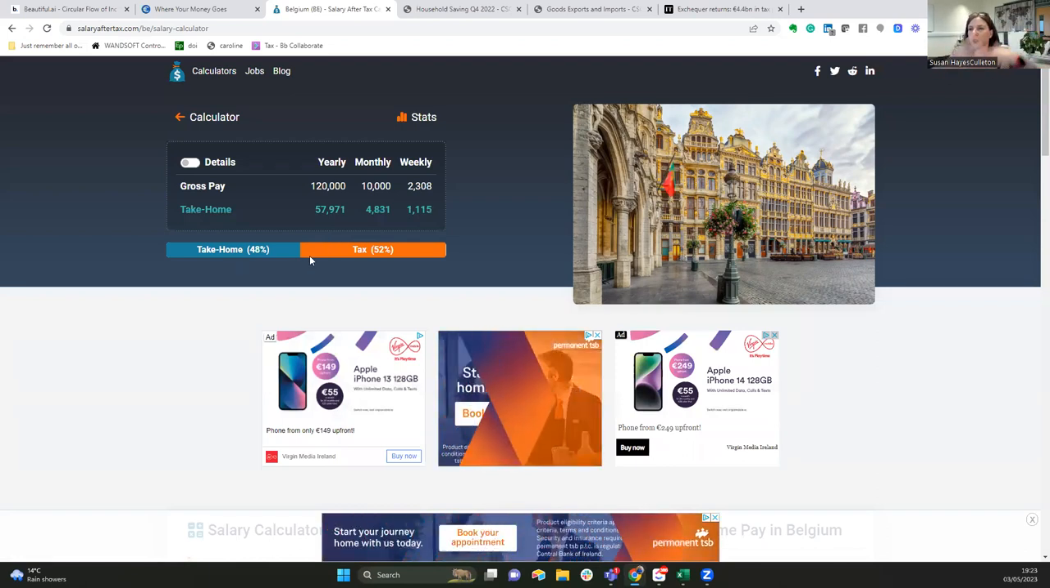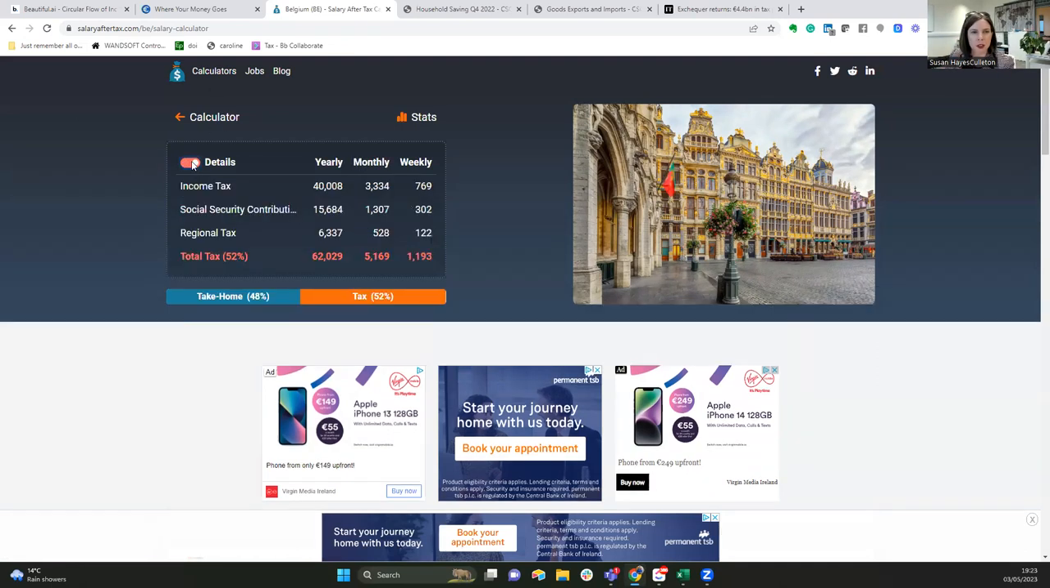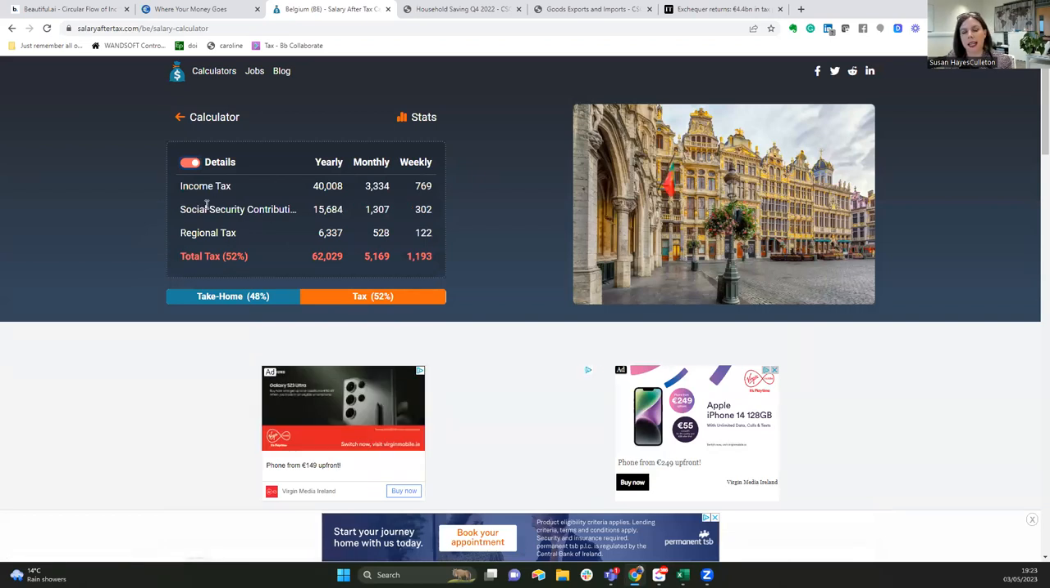And of course, we could then go on and have a look at all sorts of other things about Belgian public services and other things like housing and social welfare and all those sorts of other things. But I like looking at that calculator. I think it's something that's really interesting when you look at income tax, social security, regional tax, etc.